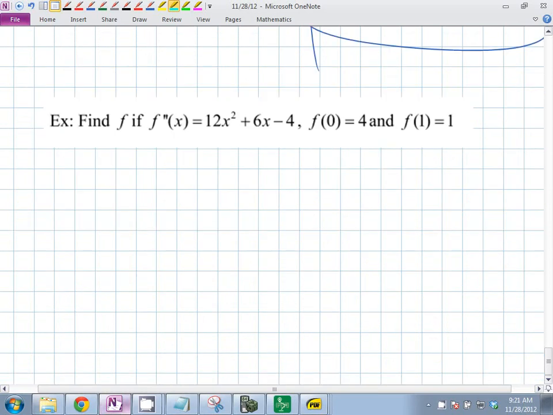Trying to find the function itself. What do they give us? Do they give us the first derivative? You have the second one. They give us the second derivative. Okay, let's look at the second derivative here. If that's the second derivative, can you tell me what the first derivative is? Can someone tell me what it is?